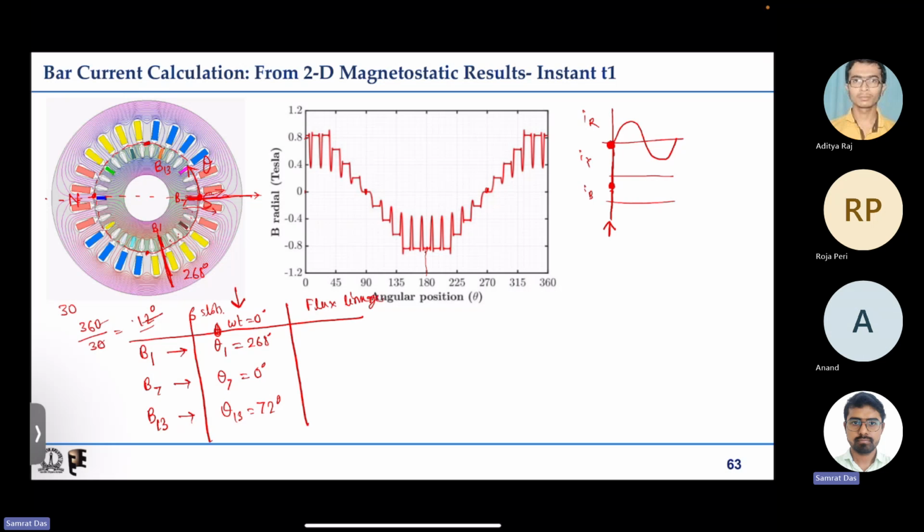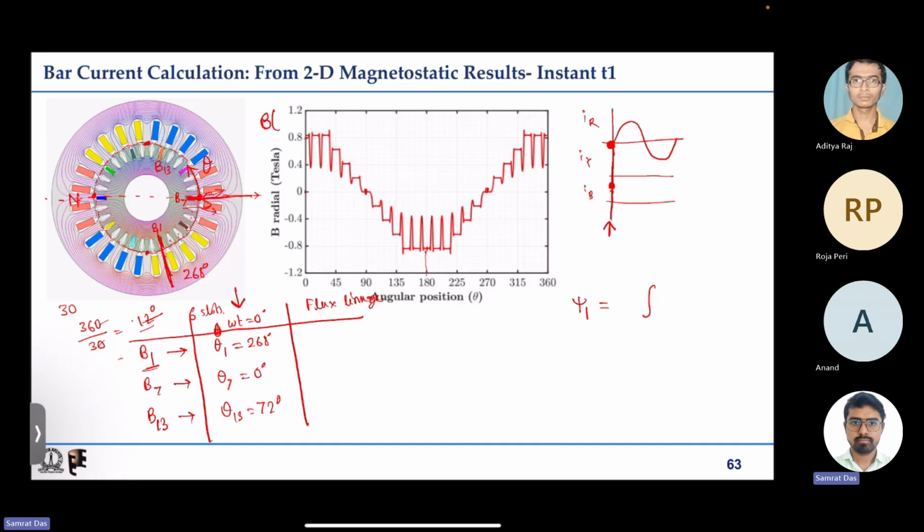We need to calculate the flux linkage of all the different bars. So bar 1, bar 2, bar 3, bar 4, all the bars we need to calculate. Now for that, because it's a two pole machine, say we are interested to calculate psi 1. What is psi 1? Psi 1 is the flux linking the B1 rotor bar. So for calculating that, we have to integrate the B distribution.